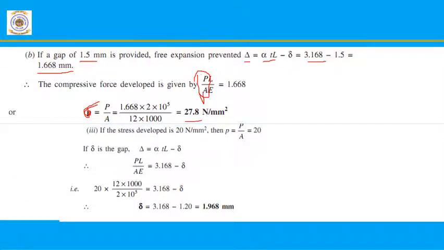The last one: the stress value is given as 20 Newton per millimeter square, and we have to find the delta value. We know sigma is equal to load by area, and the sigma value given is 20.